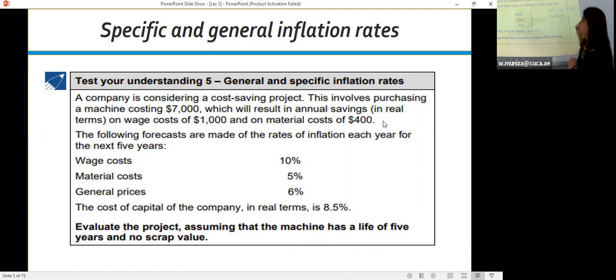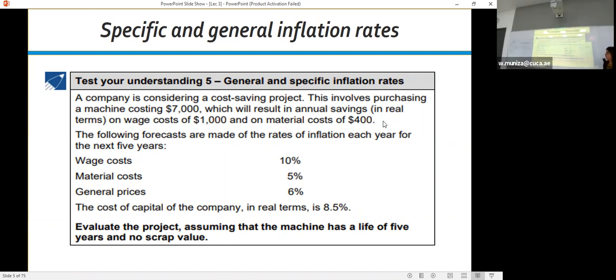1 plus R is calculated. Yes, dear, 1 plus R. 8.5. Yes, 8.5. This is 1.8 will be general price. Yes, general.